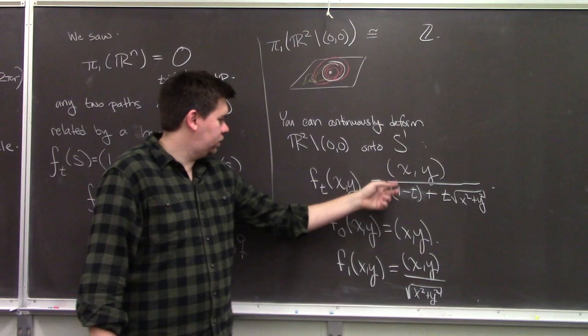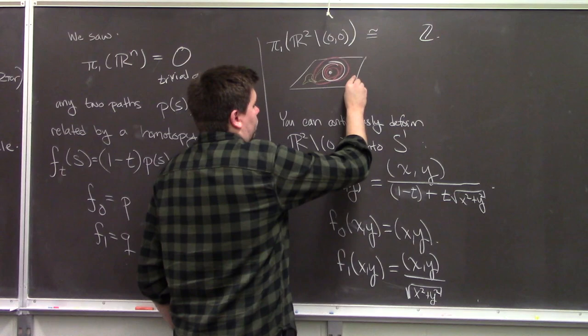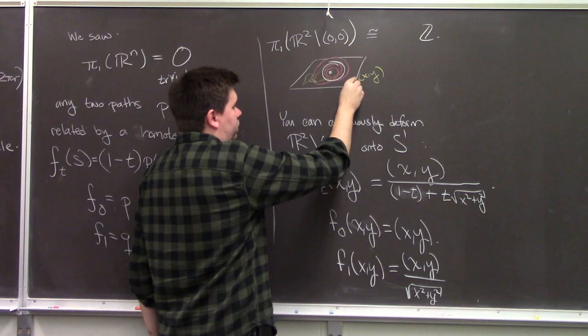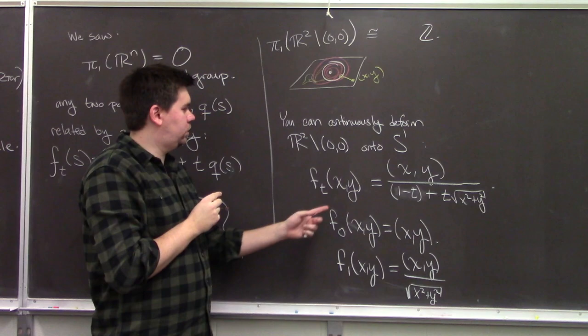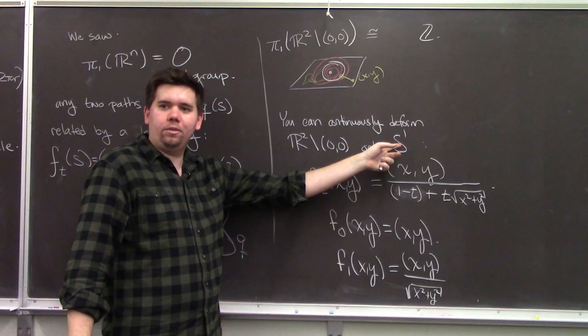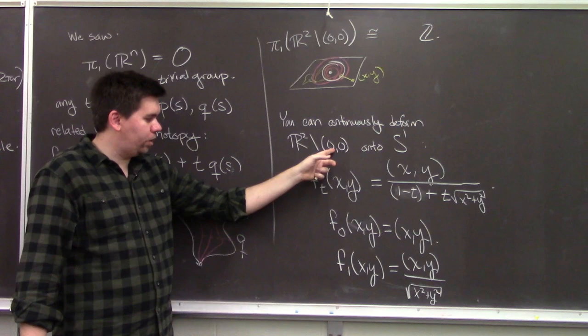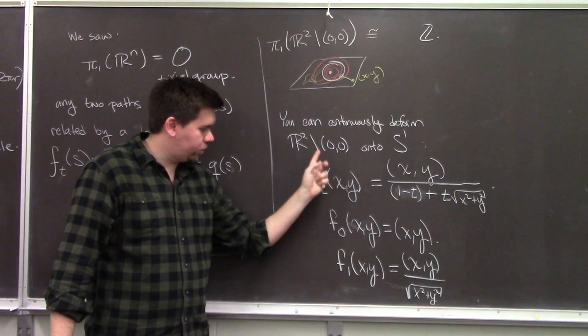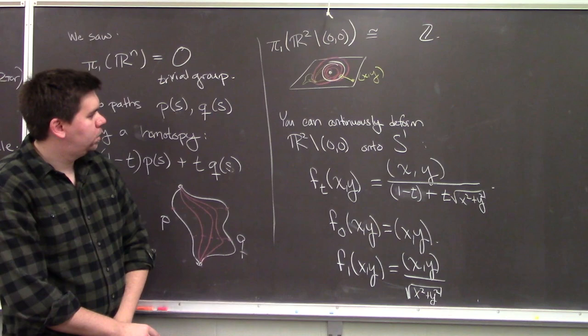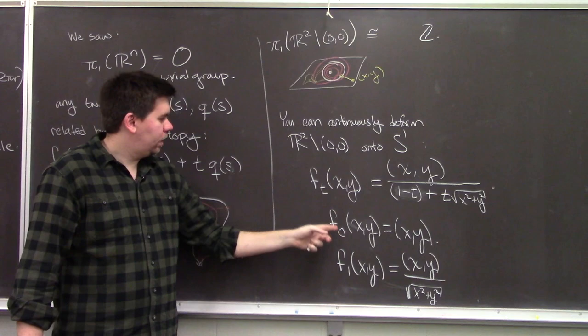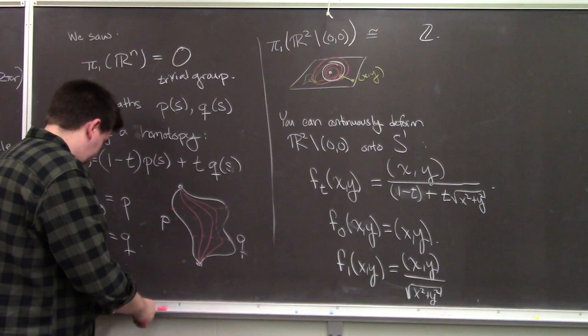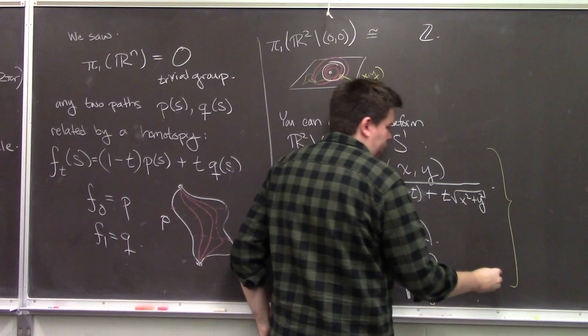So what this f of t is doing is it's taking any point out here, x, y, and slowly moving it. At time 0, it's here, but then it's moving onto the unit circle. So this is a way to move all of R2 minus the point 0, 0 onto the unit circle. Now, I need that omission of 0, 0, because I don't want to be dividing by 0. This wouldn't be defined at the origin, because then it would blow up. The point 0, 0 wouldn't know what to map to. So this is only working for R2 minus 0, 0. But notice this is a way of moving the space onto a smaller subspace. So this is a map that's called a deformation retraction.